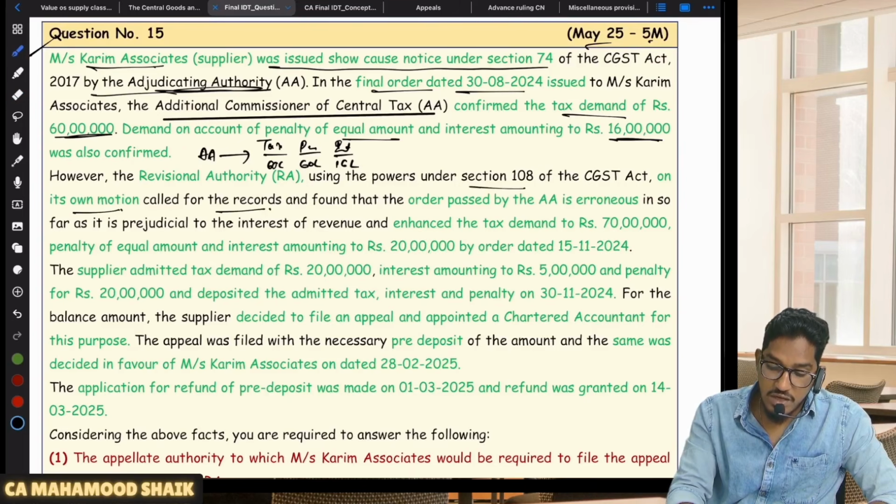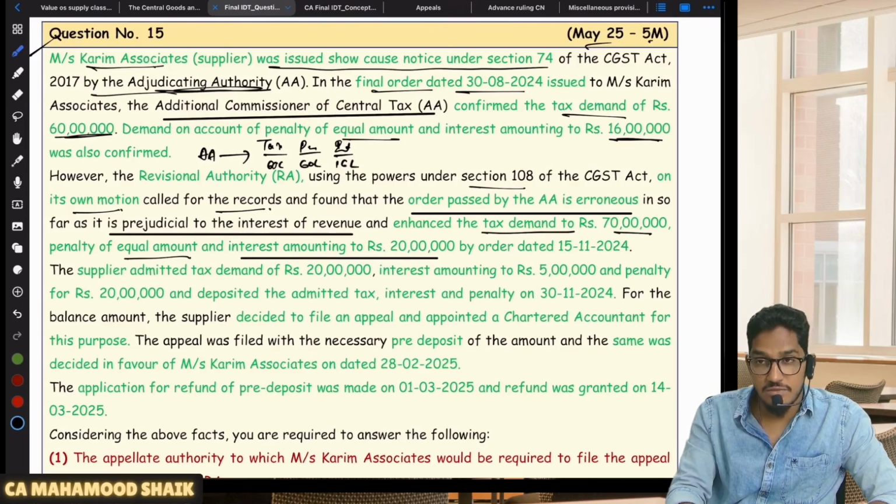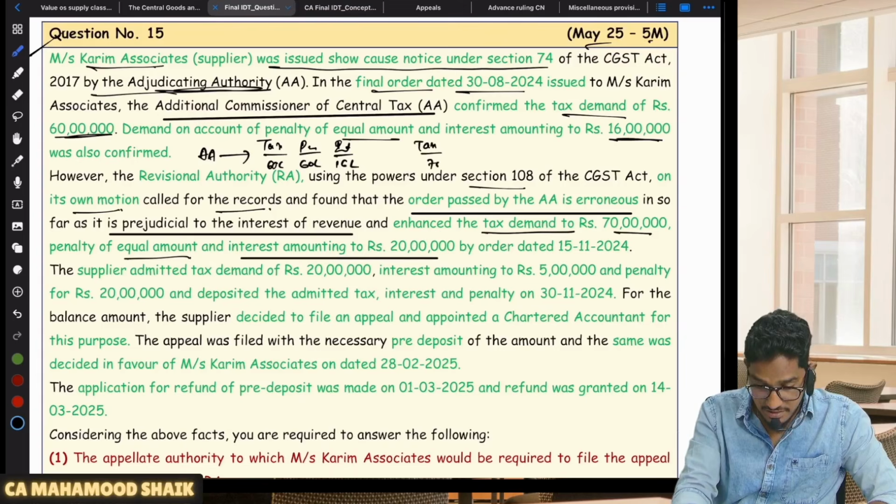called for the records and found that the order passed by the AA is erroneous. So the revisional authority has taken it up, and they found that the adjudicating authority passed a wrong order insofar as it is prejudicial to the interest of the revenue, and enhanced the tax demand to 70, equal amount of penalty, and interest amounting to 20. So how much has the revisional authority enhanced? Tax 70, penalty 70, interest 20.